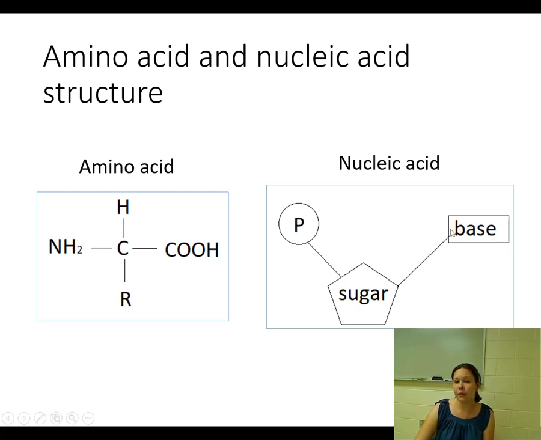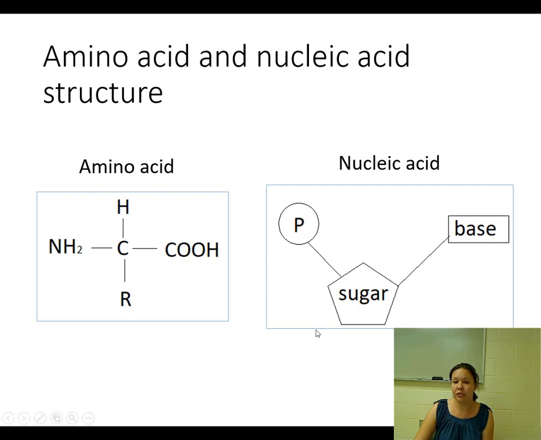If you've heard of the bases for DNA and RNA before, for DNA, they're A, C, G, and T, adenine, guanine, cytosine, and thymine. And if you're RNA instead, the bases that make up RNA are A, C, G, and U. So adenine, guanine, cytosine, and uracil. And we'll talk much more about that when we discuss DNA and RNA later on.